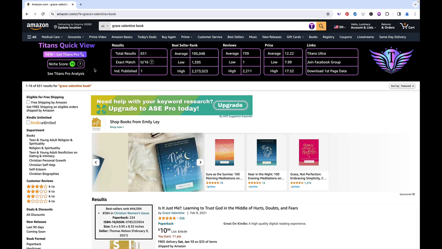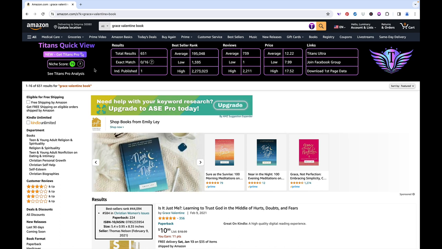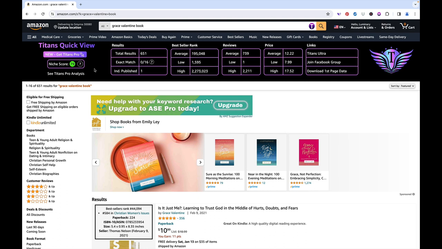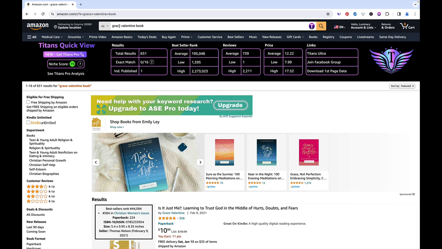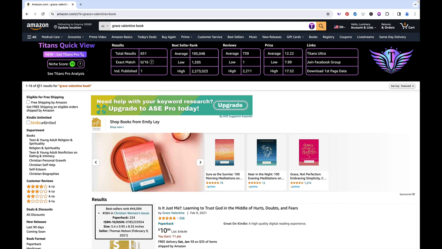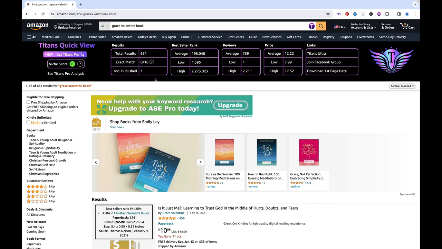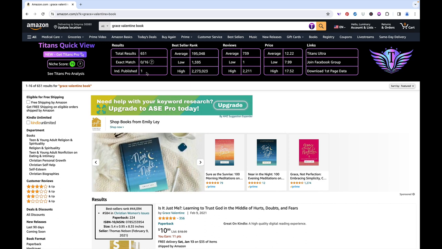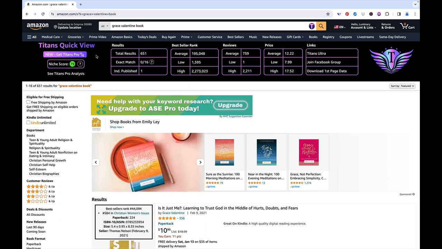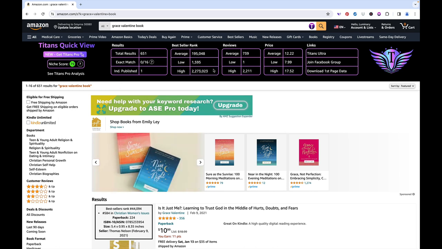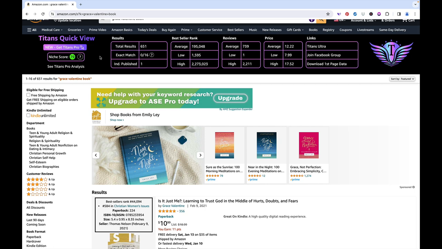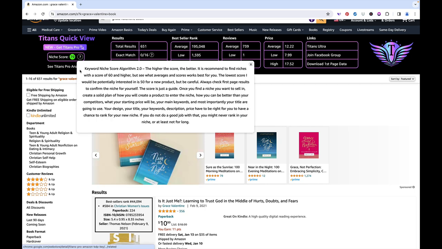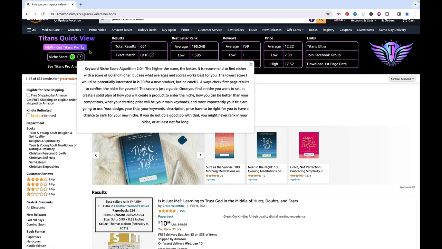So there could be something weird going on in this algorithm, or there's obviously something I don't understand about Grace Valentine book, but you can see that the number of results is incredibly low, 651. Only one person has independently published a title at all that falls into this realm, but people are searching for it, and so therefore it is pulling together this algorithm that is telling us that it has high opportunity right now.